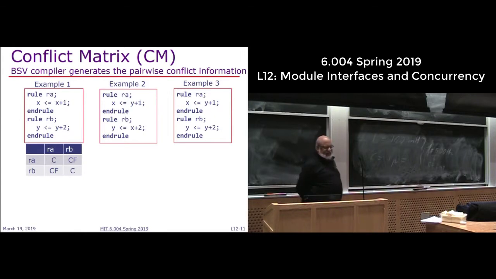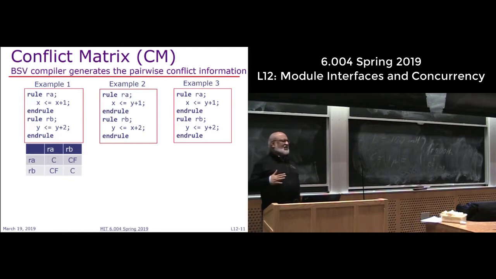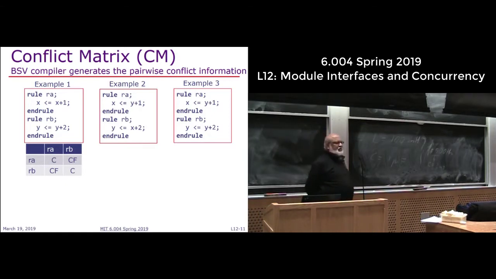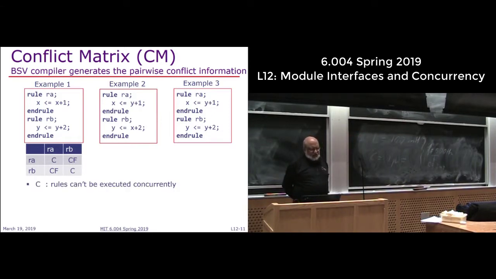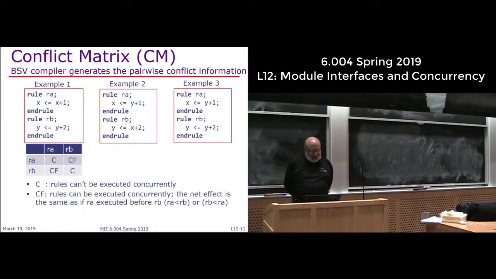So I have summarized it by writing RA less than RB, and this information is summarized in the conflict matrix, right? Here the diagonal is understandable: RA conflicts with RA, RB conflicts with RB. But the interesting thing is RA doesn't conflict with RB. And the lower part is symmetrical, it's the dual of it. So RA was conflict free with RB, and it's conflict free the other way too. In this case, C means rules cannot be executed concurrently, CF means rules can be executed concurrently. The net effect is the same regardless of what order you execute them in.